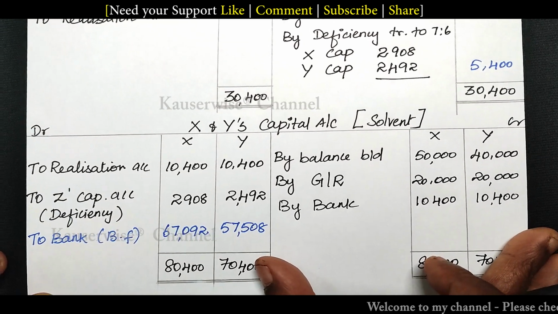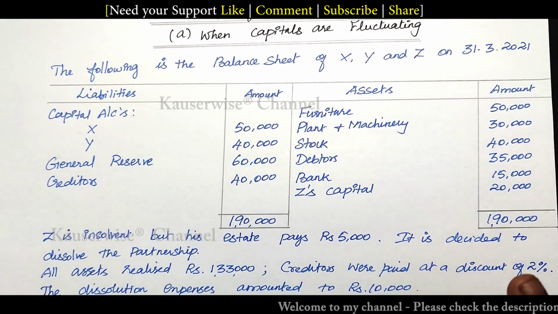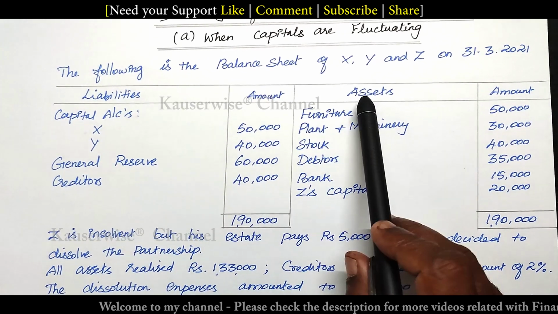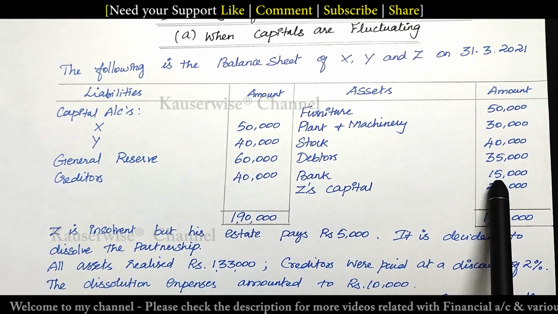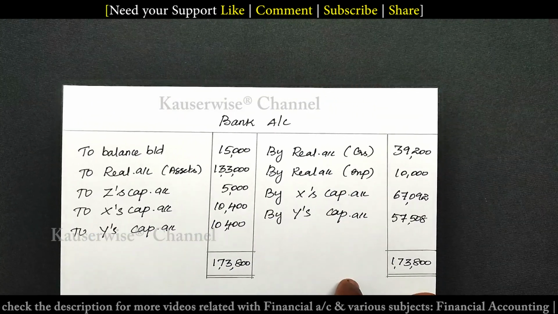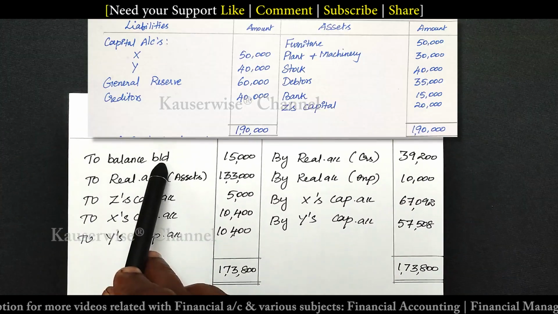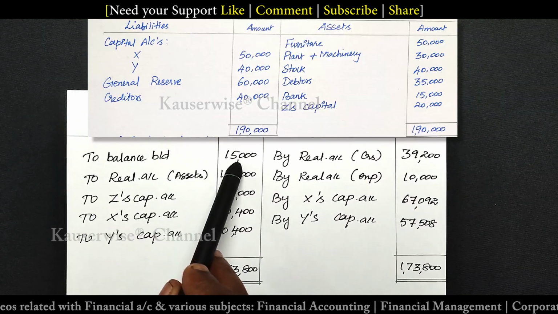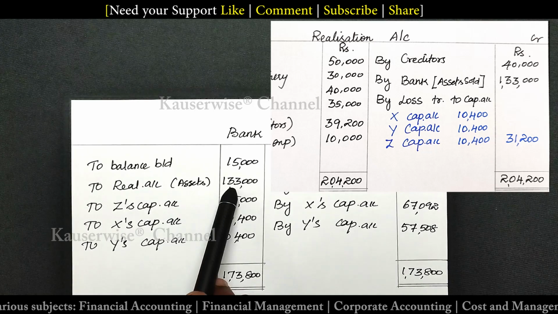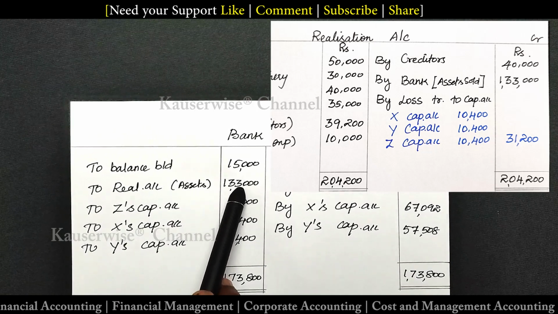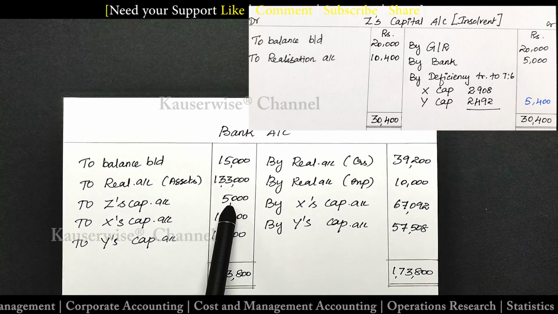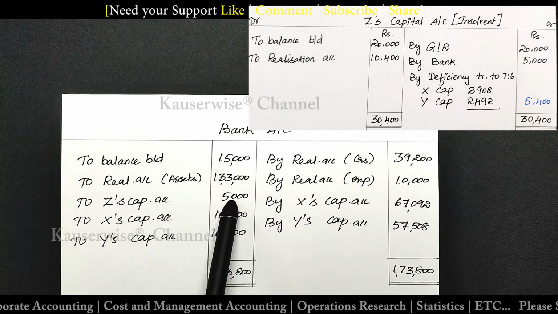Now let's see the bank account. While you prepare the bank account, you have to start with the opening balance. Here we have the bank balance. How much? On the asset side, the bank balance is 15,000. So this is the debit balance: to balance brought down 15,000. It is given on the asset side. And then to realization account, this is the assets realized for cash, 1,33,000, a receipt. And then Z's capital, that is, the insolvent partner contributed 5,000, given in the adjustment. This is also one kind of receipt.